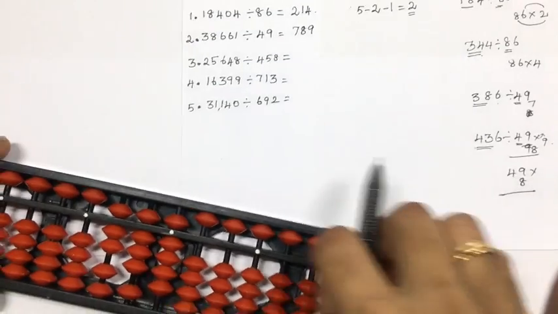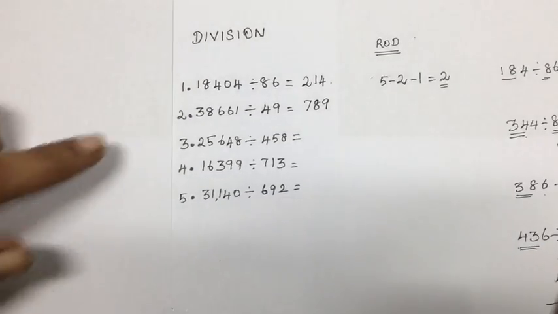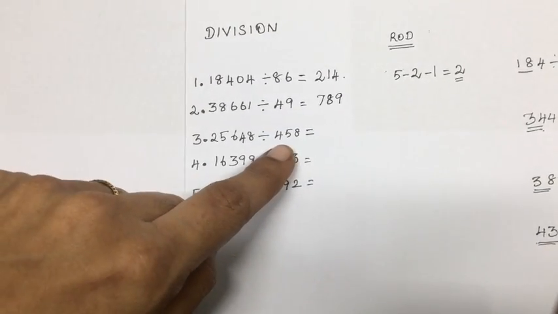Next sum. Now from third sum onwards we will be having the divisor as 3 digits.